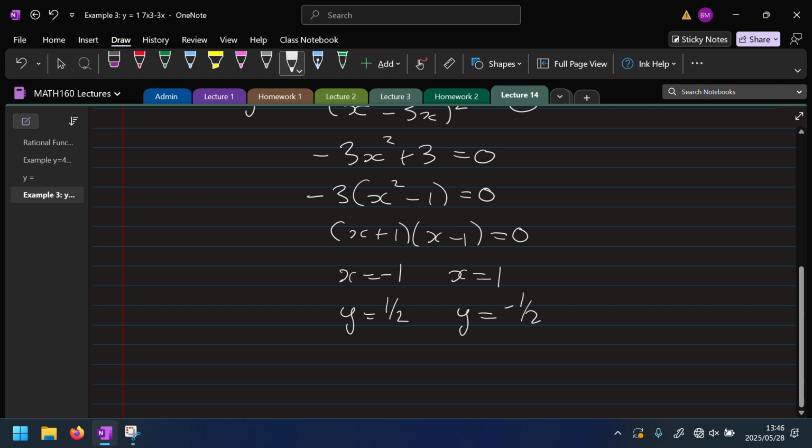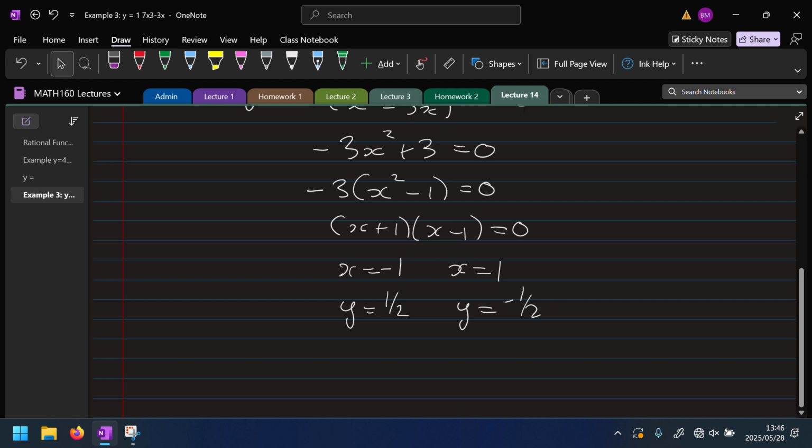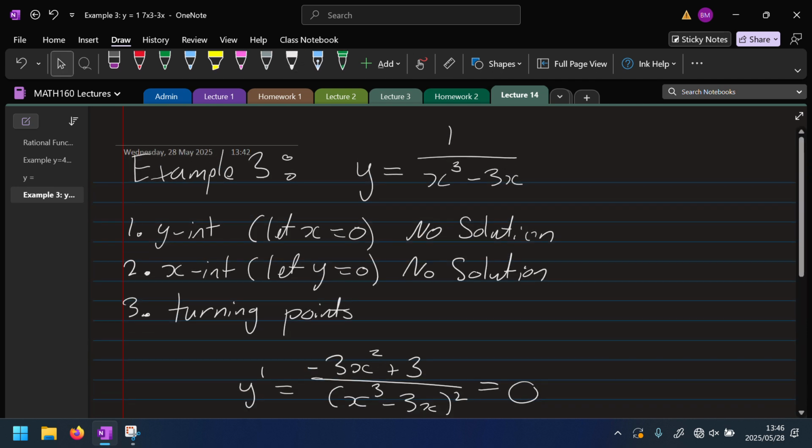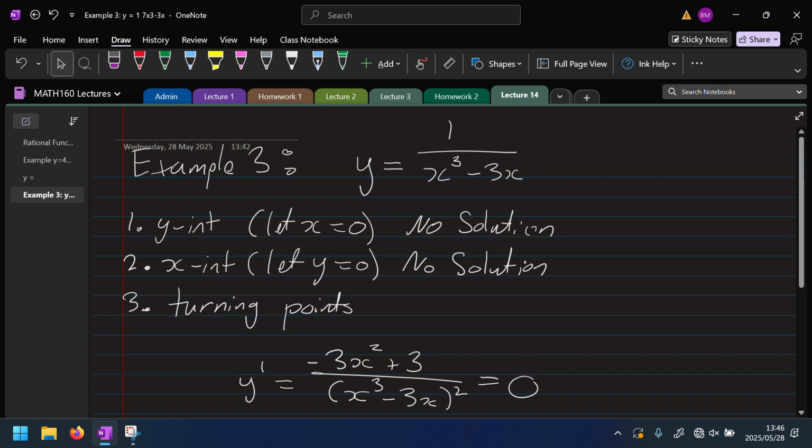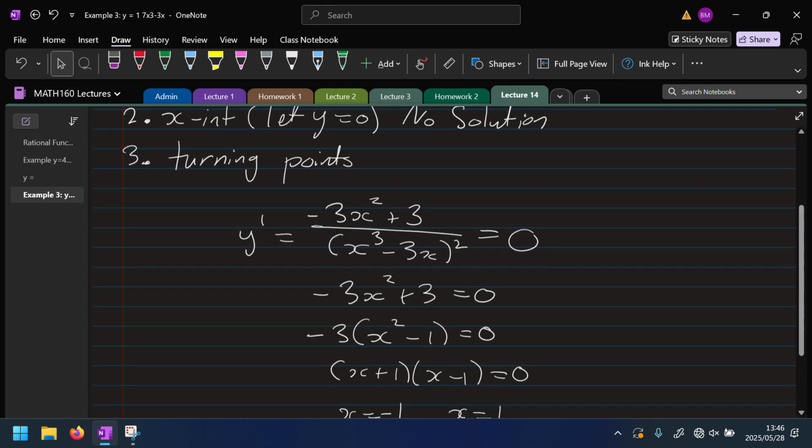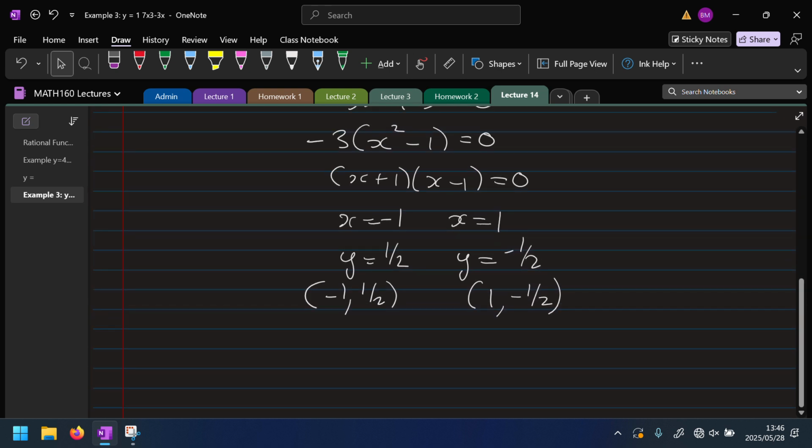Yeah, that's easy to check. Just put 1 and minus 1. You'll get that. Okay, so for the first one, we get the points minus 1 and a half. And for the second one, we get 1 and minus a half. Okay, so summary so far. No y-intercepts, no x-intercepts, but we've got 2 turning points. So we're going to have to work with that.